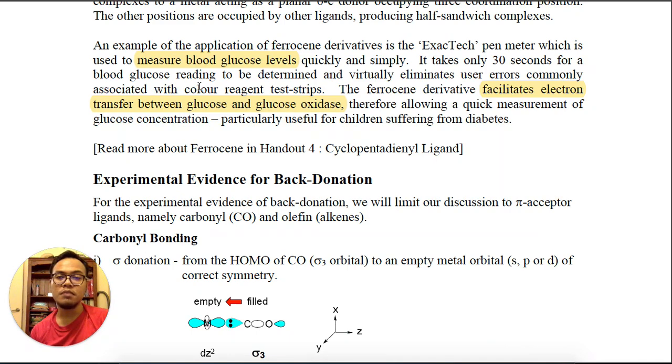Last but not least, we talked about the application of ferrocene, where it has been used to measure glucose in your blood because it facilitates electron transfer between glucose and glucose oxidase.